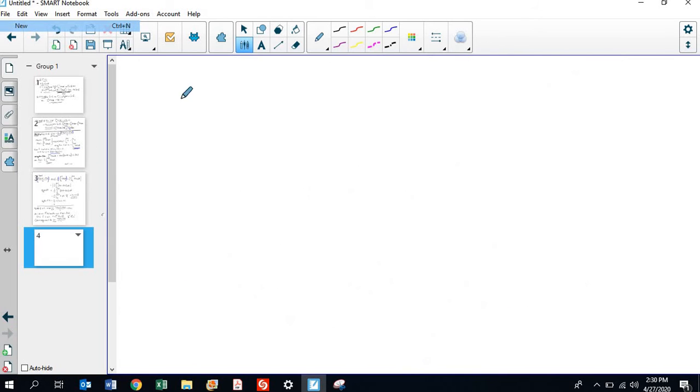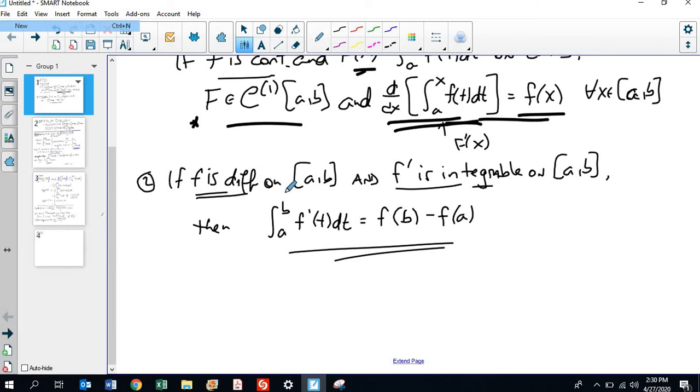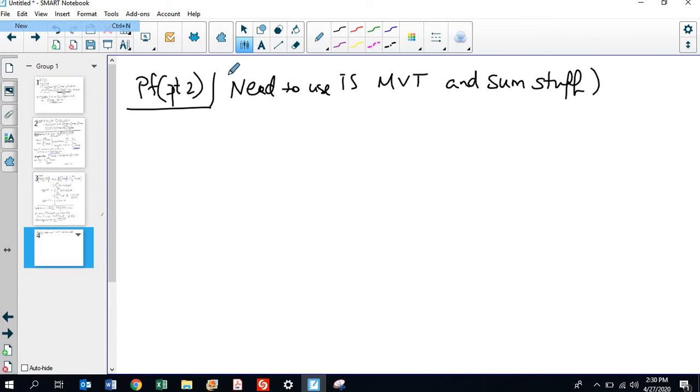All right, the proof of part 2. Remember what part 2 says. Part 2 says that if little f is differentiable and f prime is integrable, then you get this thing, our basic fundamental theorem of calculus stuff that we're used to. And for part 2, the big thing we need to use is the mean value theorem and some sum stuff. That's what we're going to use.